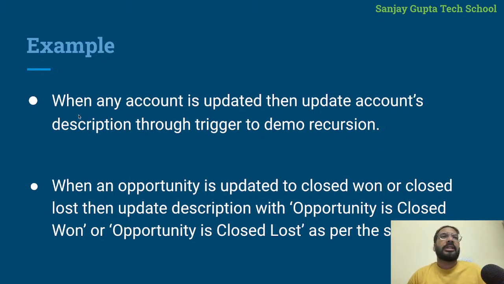Okay, so our first example is: when any account is updated, then update the account's description through a trigger to demo recursion. First I will implement code through which recursion will happen. Through that code you will see a recursion problem, and then I will show you how we can resolve that recursion problem. Right now I'm focusing on the first scenario. I will implement a trigger on account update and update the account's description, and you will see there will be a recursion problem.